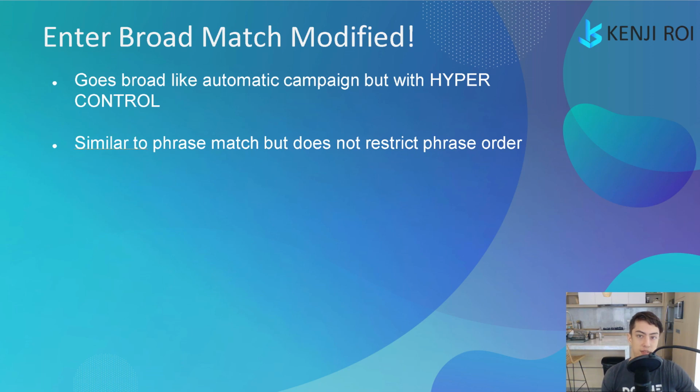So this is where broad match modified comes in. That's the secret fourth match type. It goes broad like an automatic campaign, but it gives you hyper control over exactly how it goes broad. And it's similar to phrase match, but it doesn't restrict the phrase order.